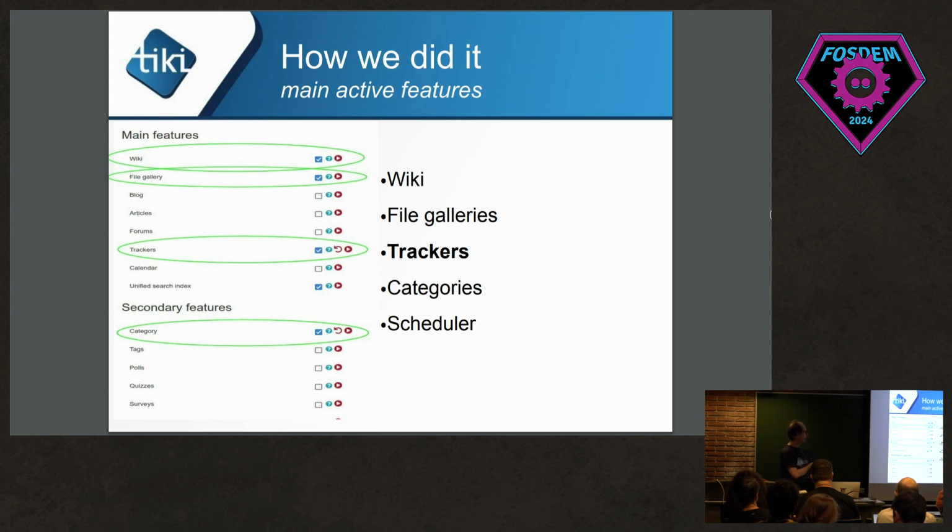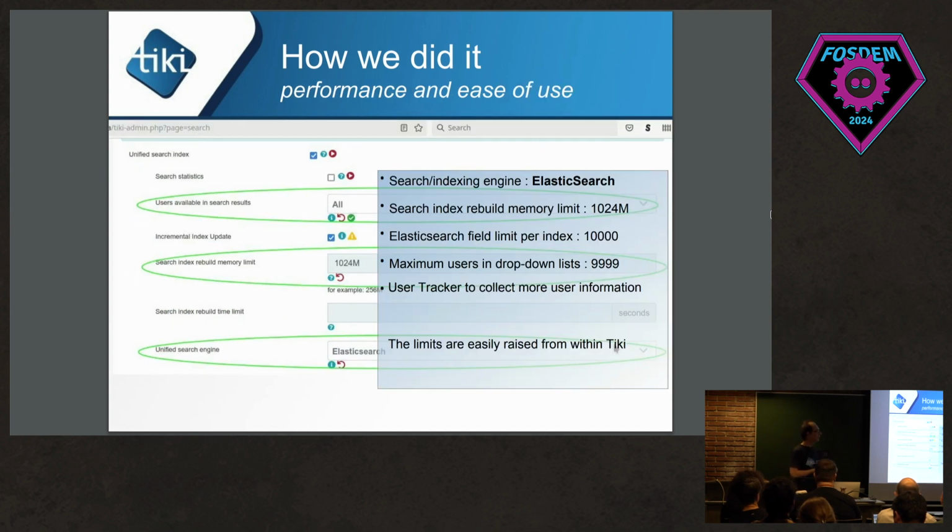Trackers is the huge thing. Trackers is the Tiki name for the database abstraction layer, because it started as a bug tracker, which grew and grew and grew, and now it's a full-fledged database abstraction. But it's hard to rename things after the fact. Each tracker item still has a status, open, pending, etc., and we use it. The categories are useful because that's what we use for the permission system. The scheduler, I'll get back to it, it will be simpler.